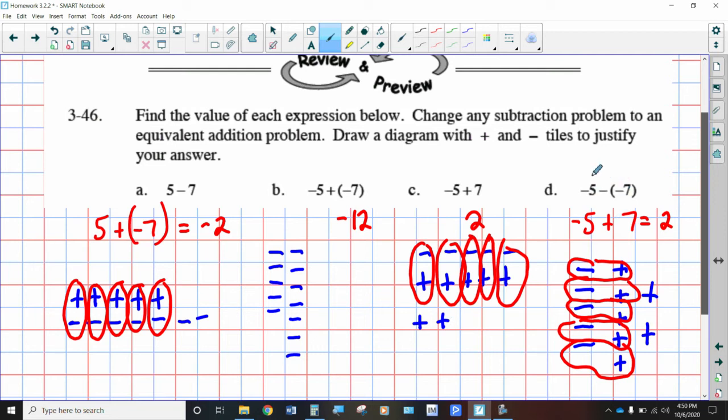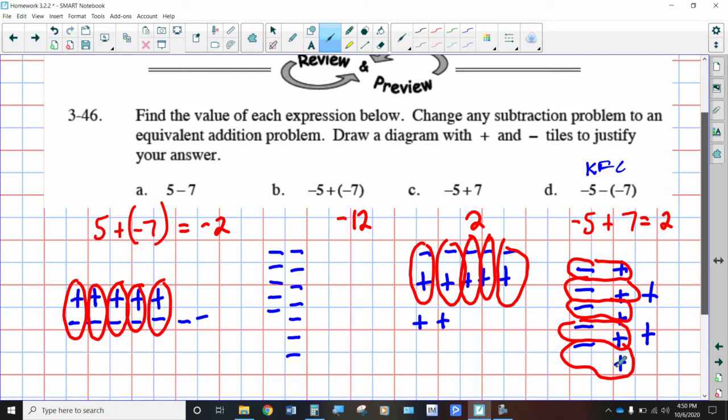And here you're starting with -5 and you try and take away 7 negatives, but you don't have enough negatives to take away 7 negatives. So let's not just add the 0 pairs. Let's just do KFC. -5 minus a -7 is the same as -5 plus a +7.